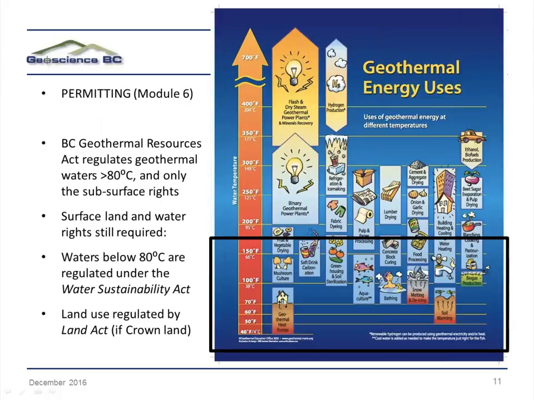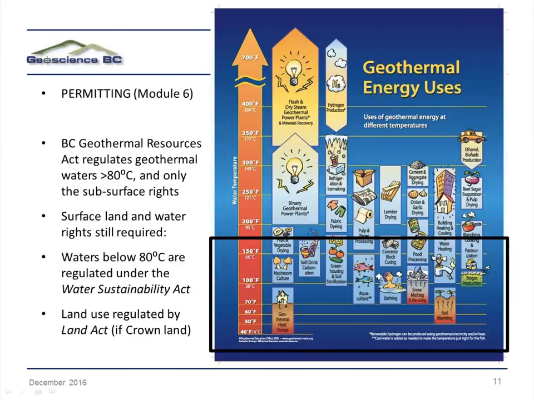So we'll be going in a bit more detail on the permitting aspects of utilizing geothermal for direct use applications. But as Kathy mentioned, the BC Geothermal Resources Act regulates geothermal waters that are greater than 80 degrees Celsius. And these are only the subsurface rights, so you would still require to get the proper permits in place for land and water rights. And so essentially any resource that is greater than 80 degrees involves 3 major permitting bodies that you would have to go through in order to put your permits in place.